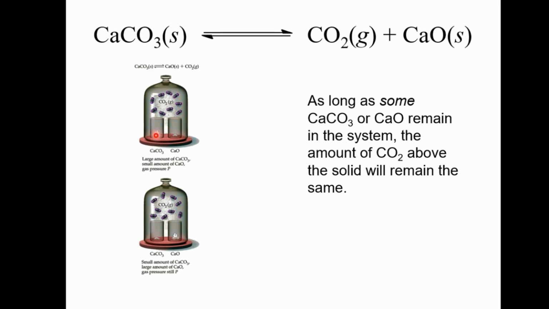And here we depicted a large amount of calcium carbonate and a small amount of calcium oxide. And down here we have a large amount of calcium oxide and a small amount of calcium carbonate. And the pressure of CO2 is the same. These are at the same temperature. So that's what equilibrium constants can tell us.